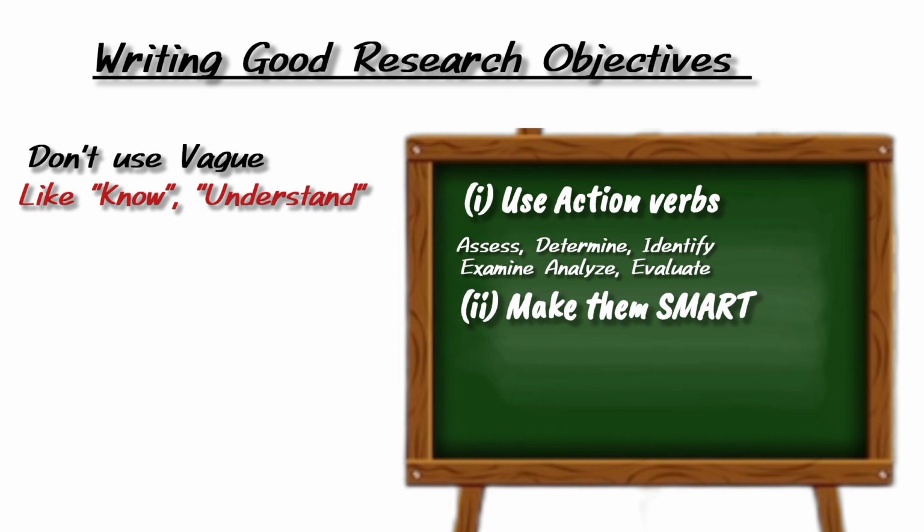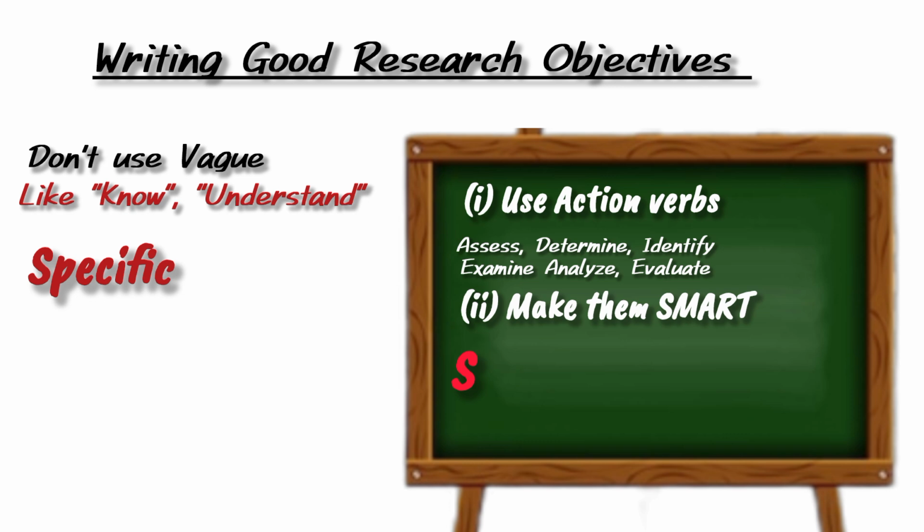Now, to make your research objectives strong and perfect, you should use the SMART rule. SMART helps make your objectives clear, practical, and achievable. Let's break down what each letter means. Specific means your objective should be clear and focused. It should state exactly what you want to achieve.